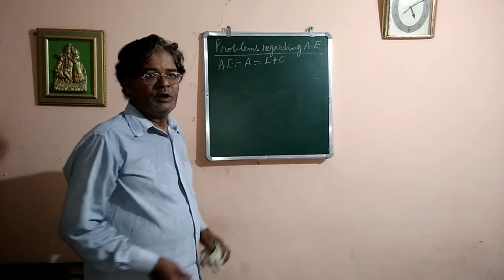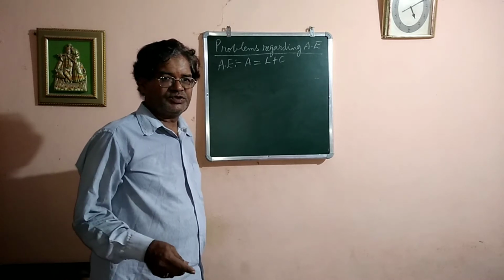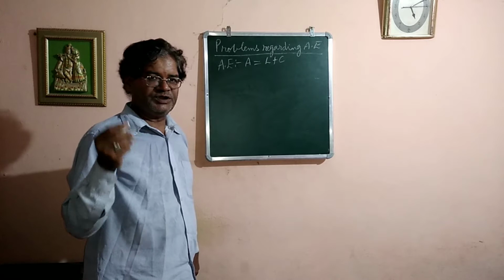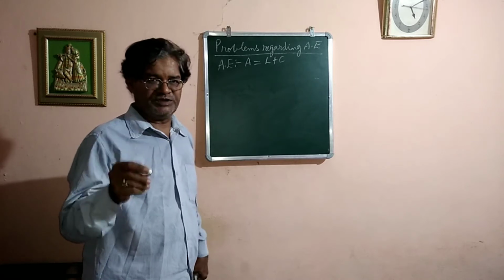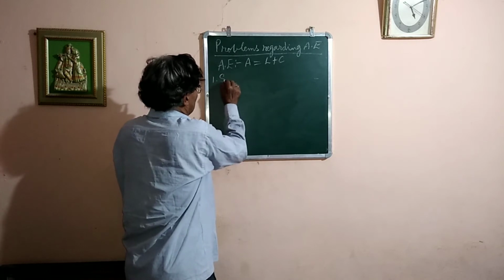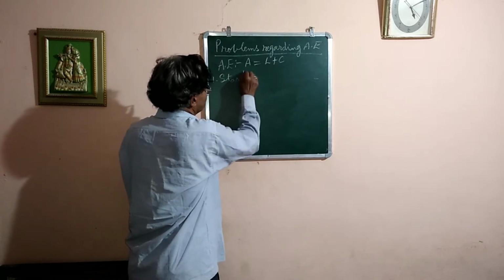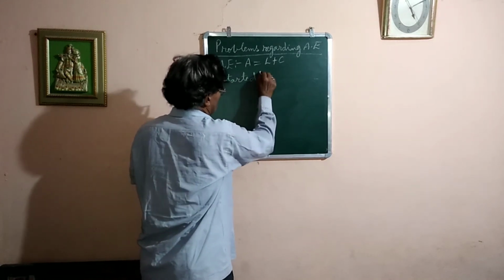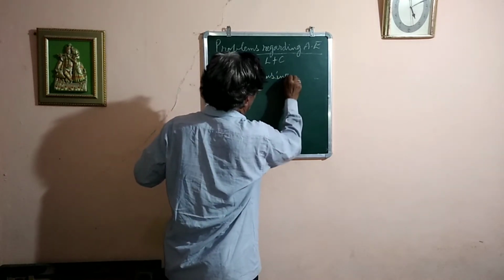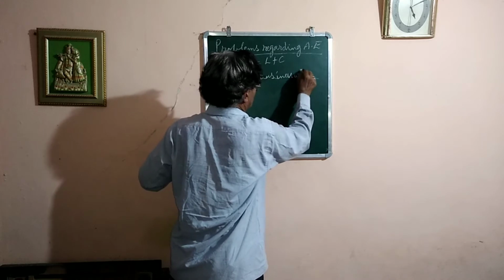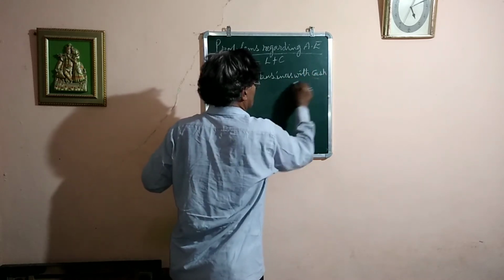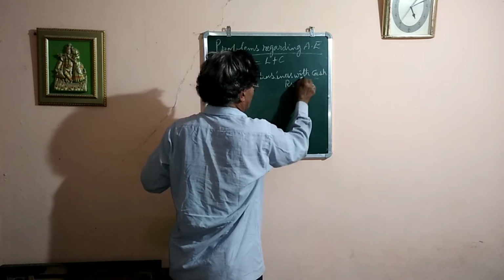Now, taking into account the transactions, we have to see whether we are able to prepare the accounting equation for each and every transaction or not. First thing is, first transaction: started business with cash, rupees 80,000.